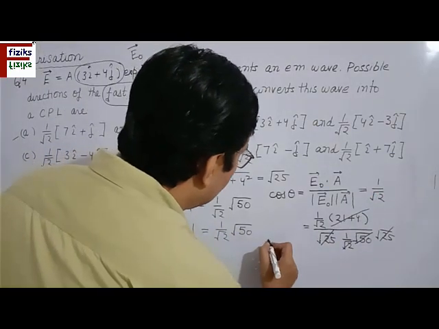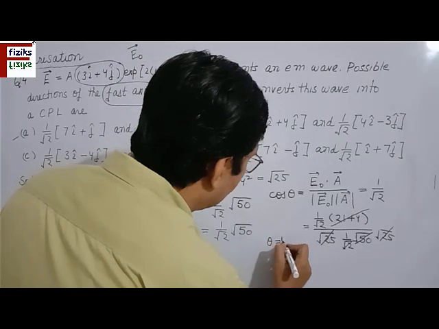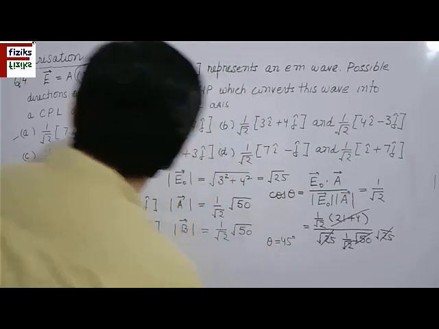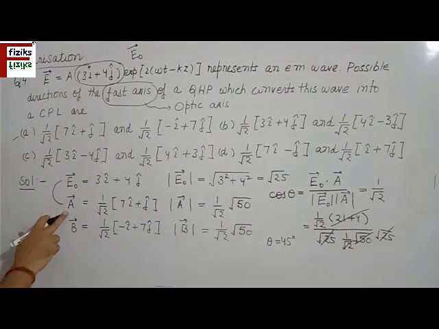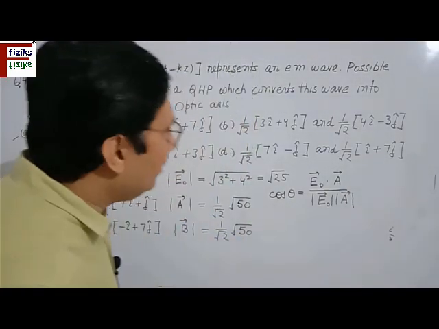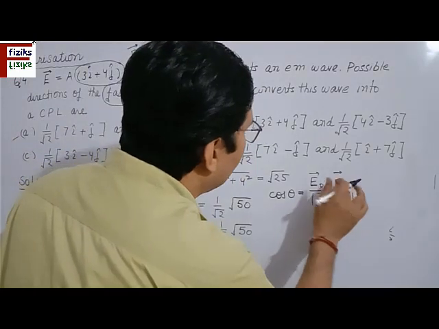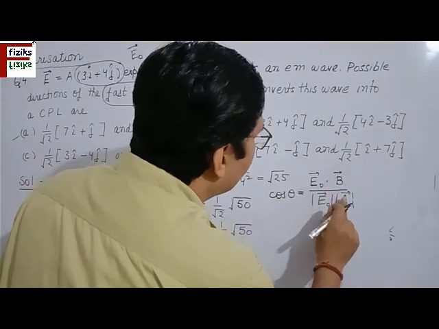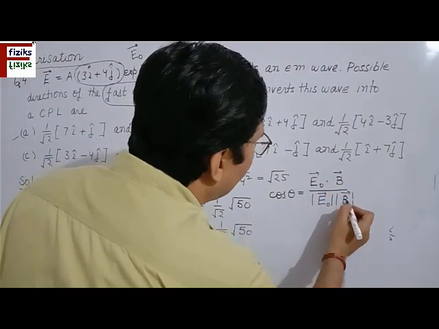So here theta is equal to 45 degrees. So the angle between E naught and the A vector is 45 degrees. Now similarly we can find out the angle between B and E naught. If I substitute B in place of A, it will be B.